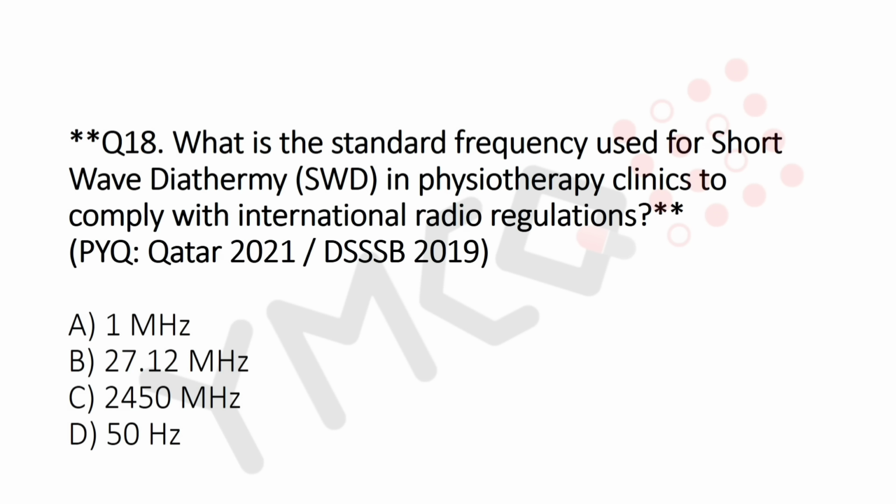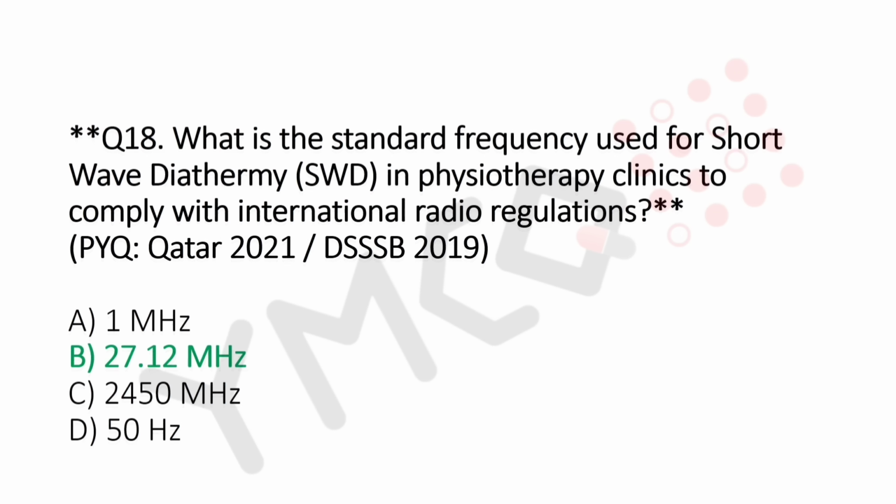What is the standard frequency used for short wave diathermy, SWD, in physiotherapy clinics to comply with international radio regulation? Option A, 1 MHz. Option B, 27.12 MHz. Option C, 2450 MHz. Option D, 50 MHz. And the answer is option B, 27.12 MHz.